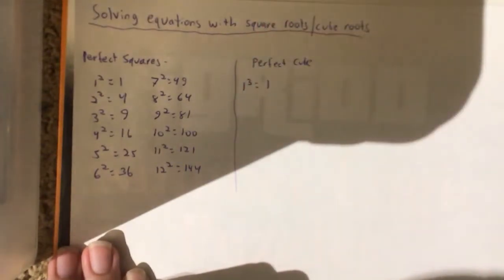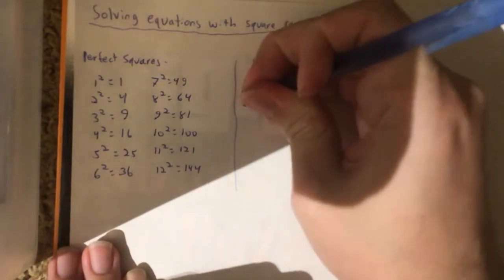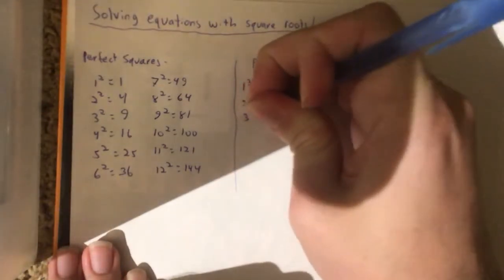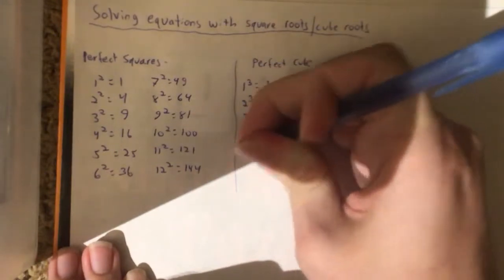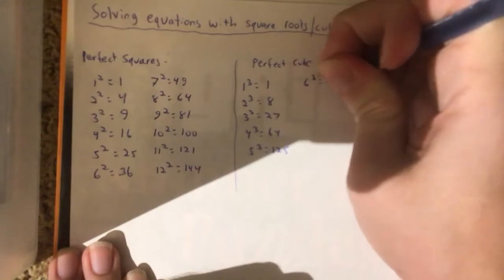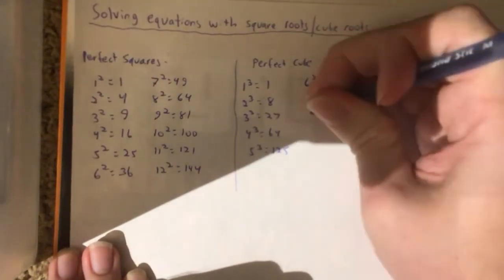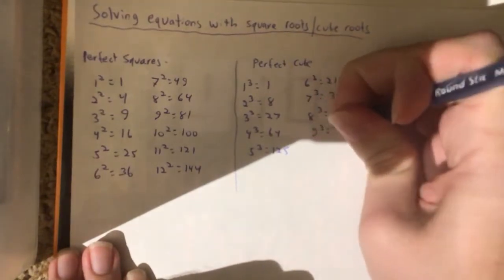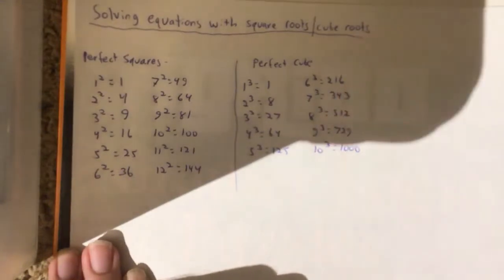If you know these, it's going to be very helpful. 1 is a perfect cube because 1 times 1 times 1 equals 1. 8 is a perfect cube because 2 times 2 times 2 is 8. 3 cubed gives you 27. 4 cubed gives you 64. 5 cubed gives you 125. 6 cubed gives you 216. 7 cubed gives you 343. 8 cubed gives you 512. 9 cubed gives you 729. And 10 cubed equals 1000.